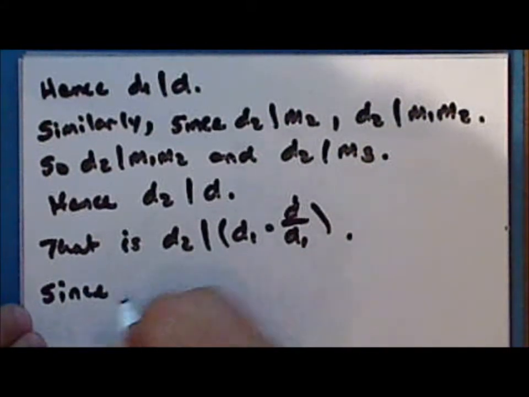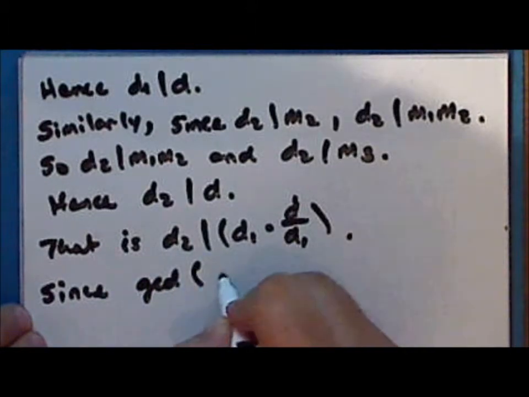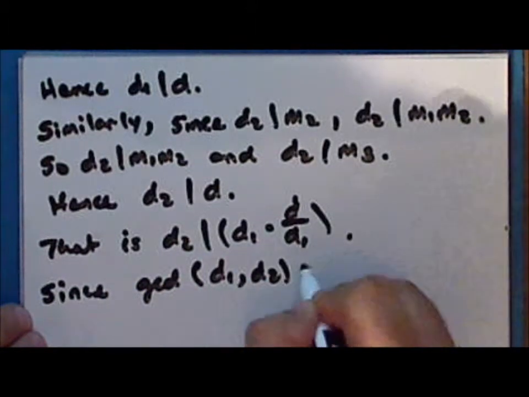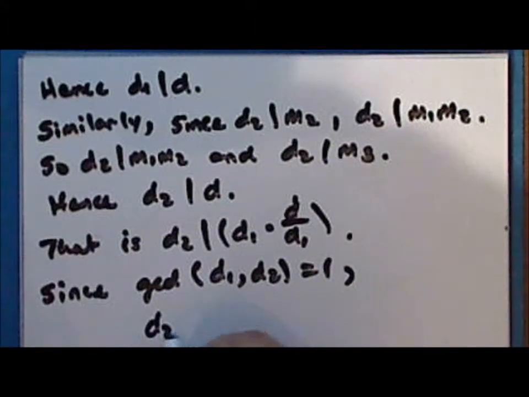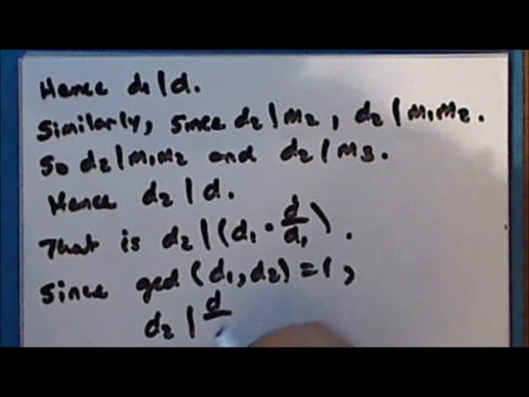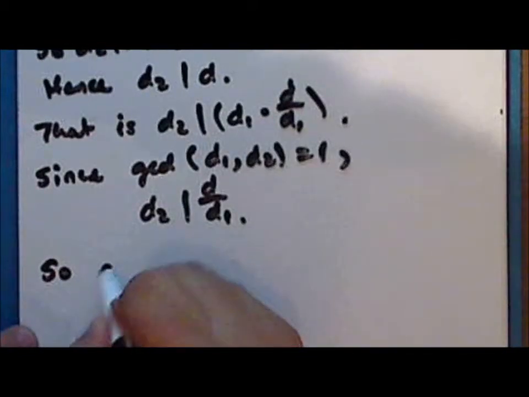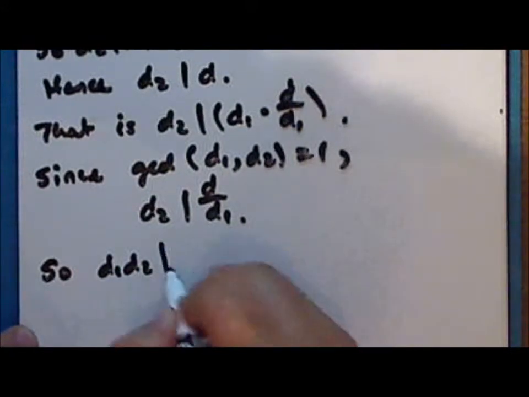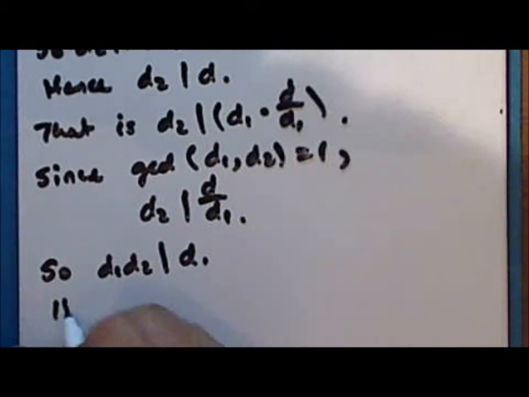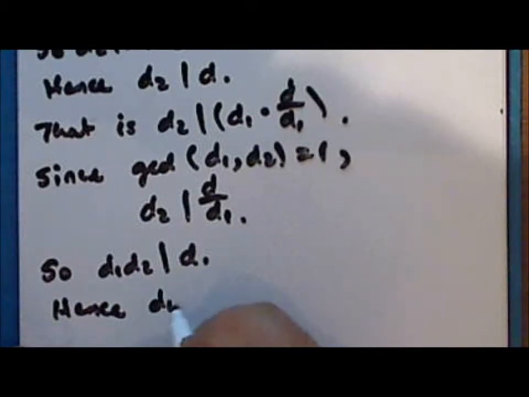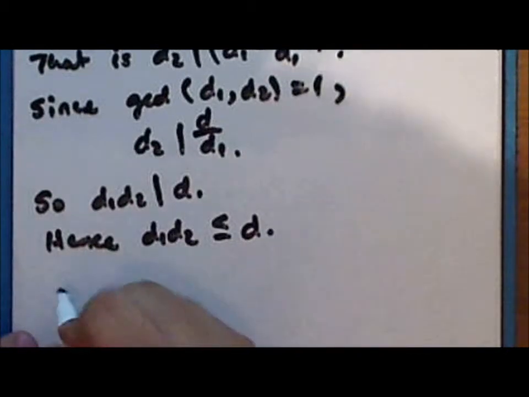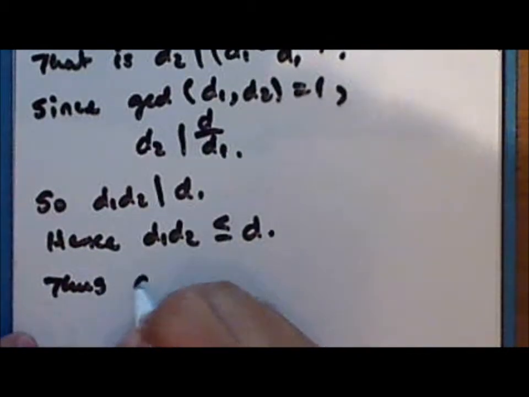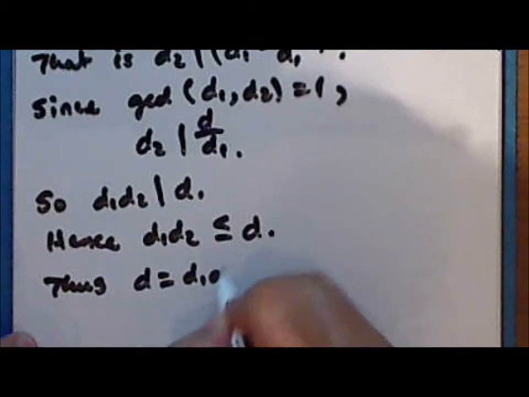Now, since the greatest common divisor of d sub 1 and d sub 2 is 1, that is, d sub 1 and d sub 2 are relatively prime, we have that d sub 2 divides d divided by d sub 1. So the product d sub 1 times d sub 2 divides d, and hence d sub 1 times d sub 2 is less than or equal to d. And so d is equal to d sub 1 times d sub 2.